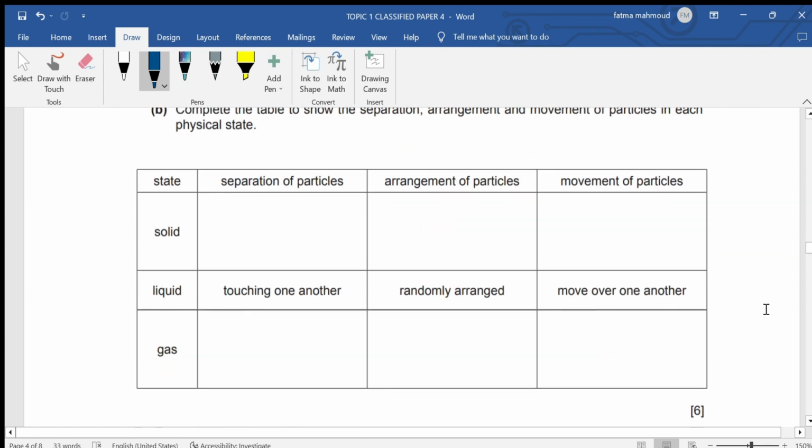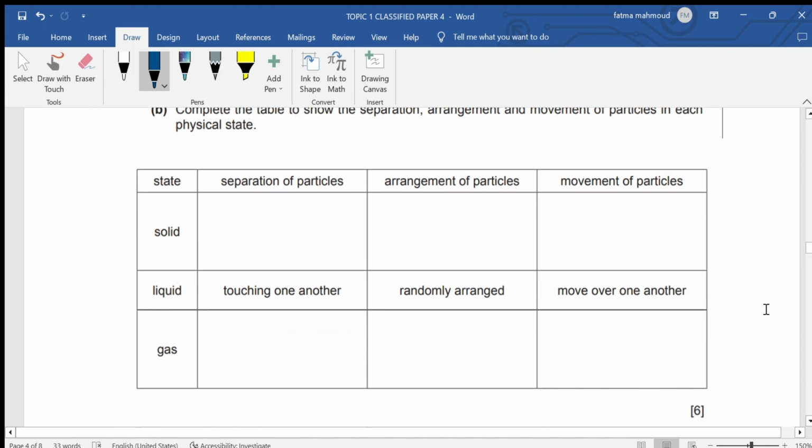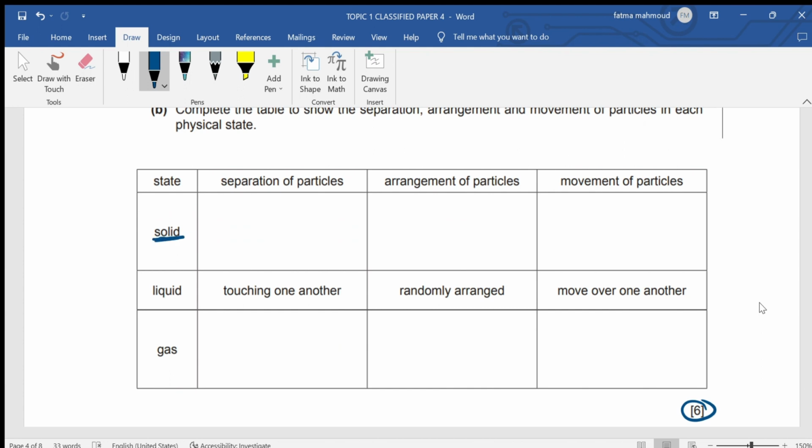Question number B. Complete the table to show the separation, arrangement, and movement of particles in each physical state. And this table is out of 6 marks. So regarding the solid, separation of particles. How are the particles separated? As we know, the solid particles are closely packed, so the particles are touching. What about the arrangement of the particles? The arrangement of the particles are in a regular pattern. What about the movement of the particles? Do they move? They only vibrate.